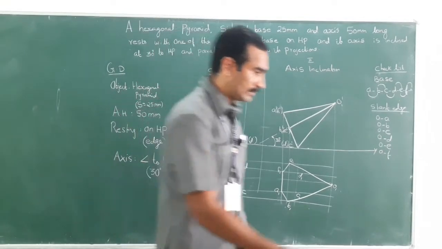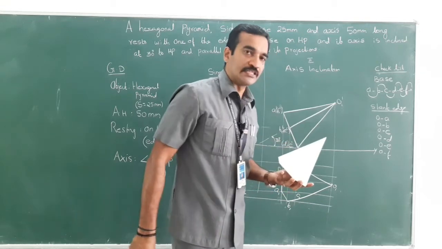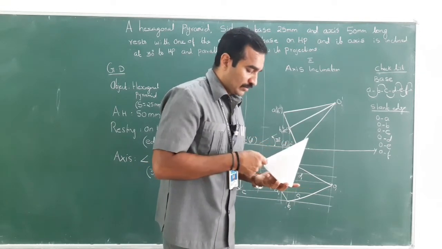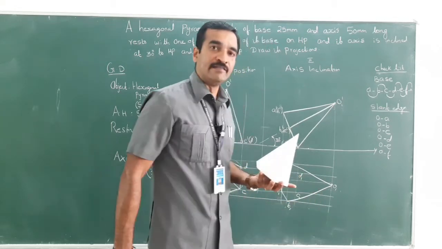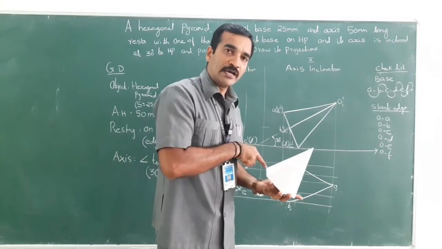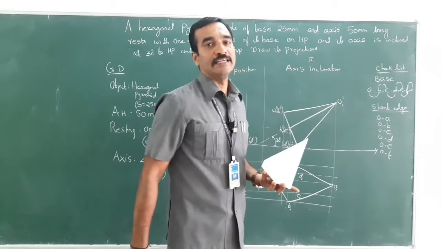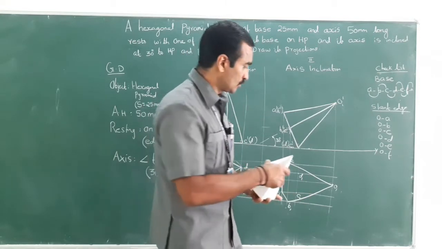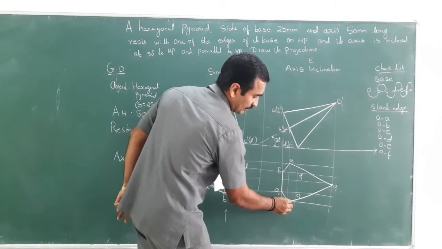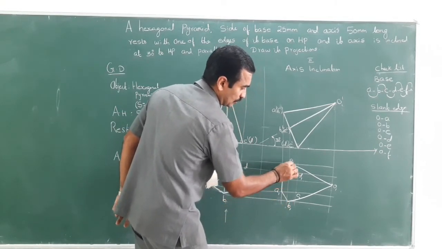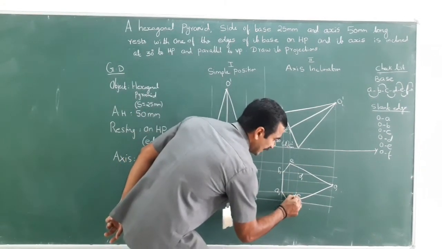First, let me see the base first. When the axis is tilted in this position, starting from A, A and B are visible, C and D are invisible, and E and F are visible. So 4 corners are visible and 2 are invisible, isn't it? Look here, A to B is visible, and A to F is visible, E to F. 4 corners are visible, and B to C is invisible.